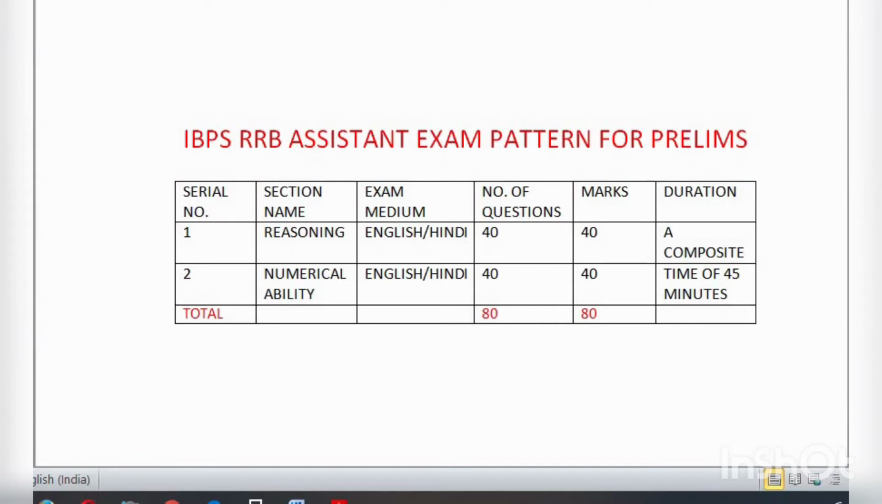So a total of 80 questions of 80 marks are there, and there is no sectional timing in the case of the IBPS RRB exam. A composite time of 45 minutes will be allowed to you. So you have to complete these 2 sections within 45 minutes.